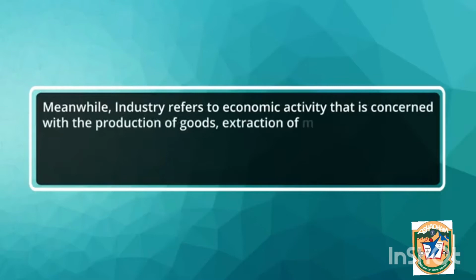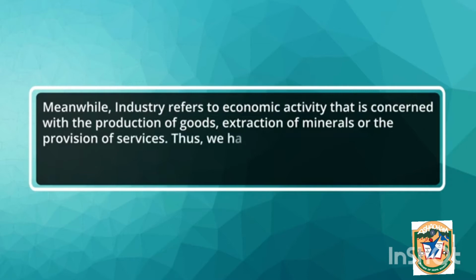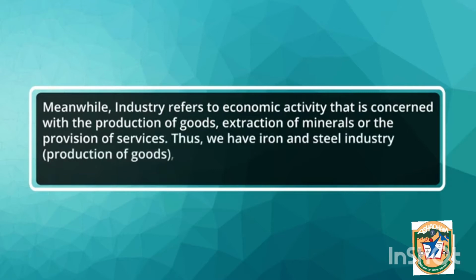Industry is the economic activity which involves producing goods, extracting different minerals, and providing services. The examples of industries that produce goods are iron and steel industry, that of extracting minerals are coal mining industry, and tourism industry is an example of one that provides a service.